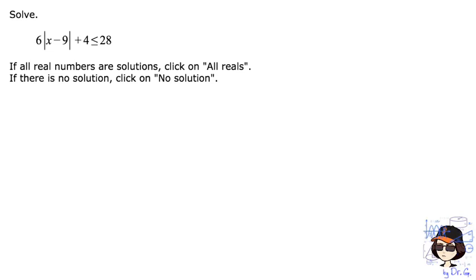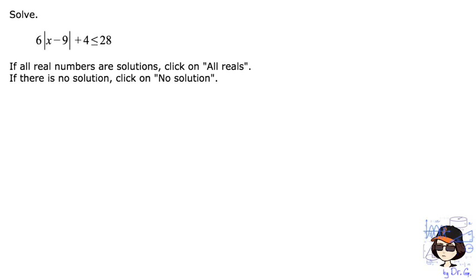This one says to solve 6 times the absolute value of x minus 9, plus 4, is less than or equal to 28. And it doesn't ask you to graph anything. It doesn't say graph the solution. However, I highly recommend drawing a number line as you go to kind of see what's going on.